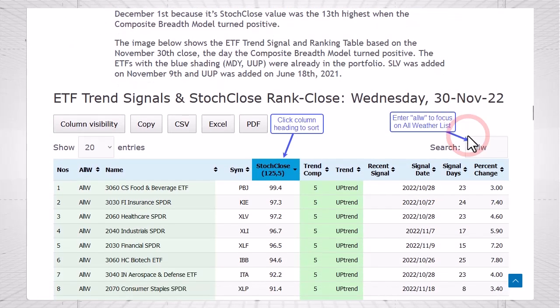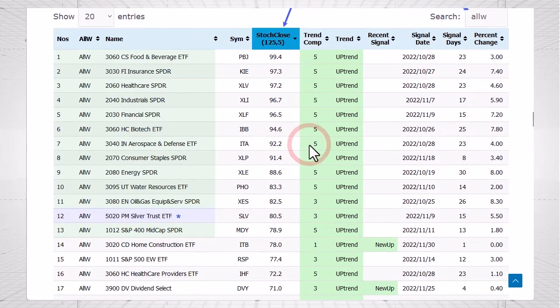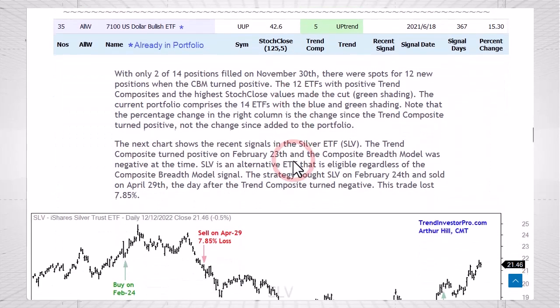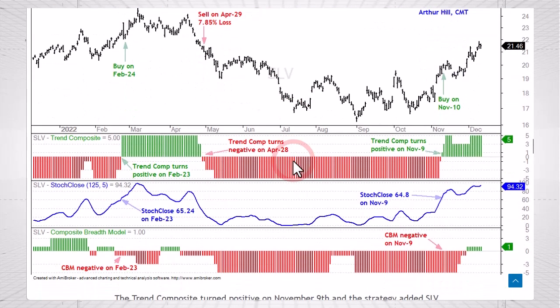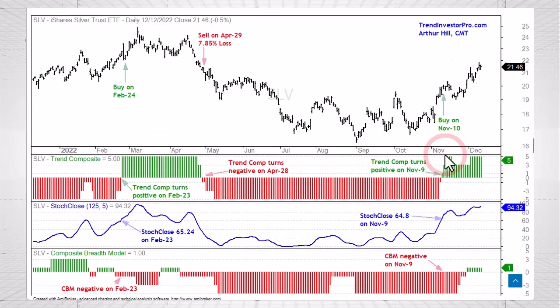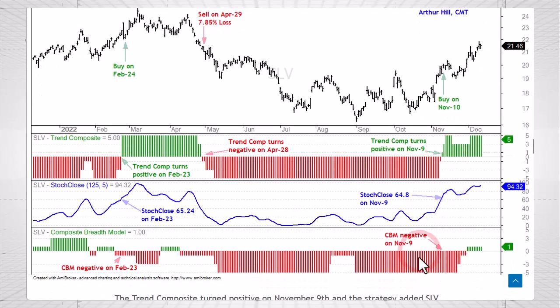Now, this is a systematic approach. I also have a ranking table so you can follow the signals and the rankings for 274 ETFs, as well as the all-weather ETF. And this is an example for silver. It was added to the portfolio on November 10th. And as you can see here, the composite breadth model was bearish, but silver is an alternative ETF. So when the trend composite turned bullish, it was added to the hypothetical portfolio.